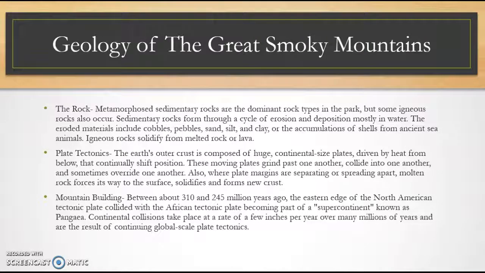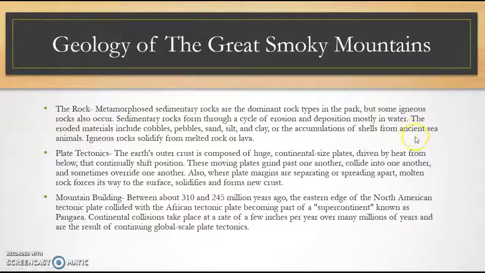On the plate tectonics, the Earth's outer crust is composed of huge continental-sized plates driven by heat from below. And then the mountain building: between 310 and 245 million years ago, the eastern edge of the tectonic plate collided with the African tectonic plate, becoming part of the supercontinent known as Pangaea. Continental collisions take place at a rate of a few inches per year over many millions of years.